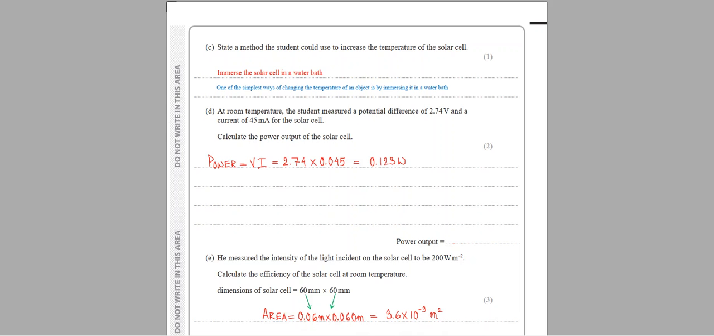Power equals VI, and please make sure you convert 45 milliampere to ampere, and 0.12 is your answer.